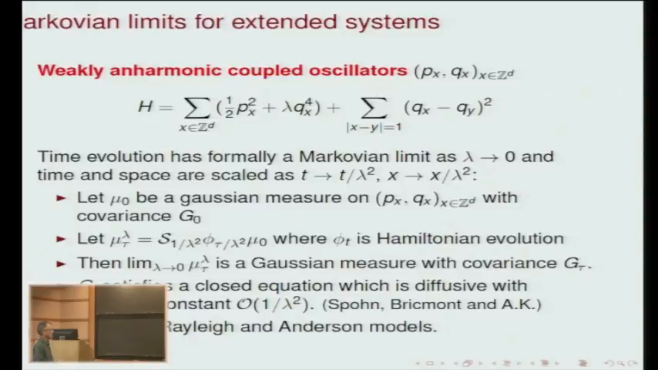But the statement of the weak coupling limit is that now I keep the tau fixed and take lambda to 0. The limit is a Gaussian measure with some covariance g tau. And this g tau satisfies a closed equation which is diffusive with diffusion constant 1 over lambda squared. So there's, if you wish, a Boltzmann type equation, a kinetic equation for the g tau. And g tau gives correlation functions of positions and momenta. And then this has a diffusive limit as the tau here goes to infinity.